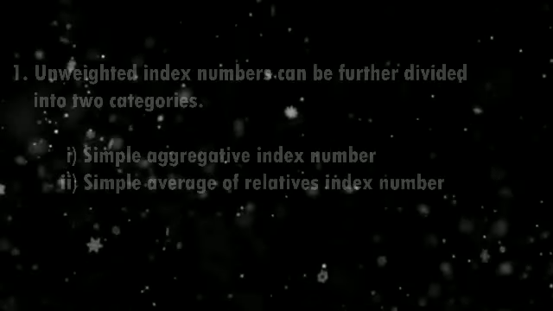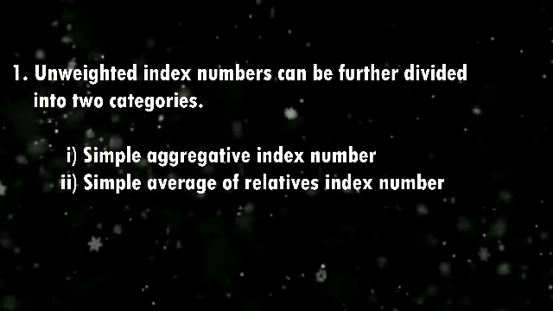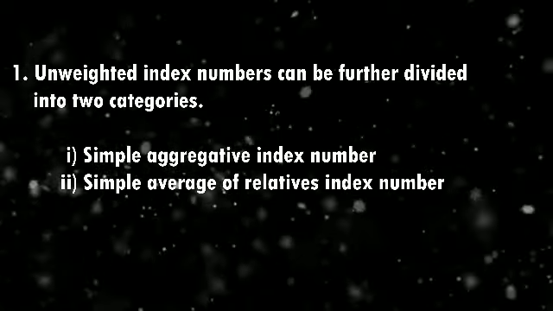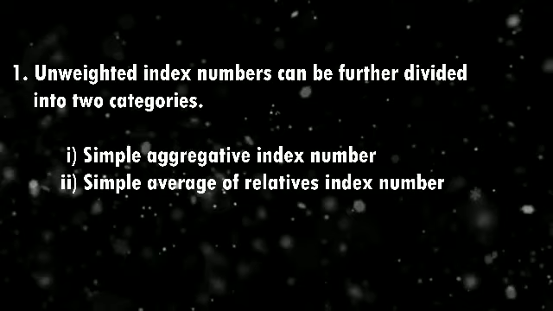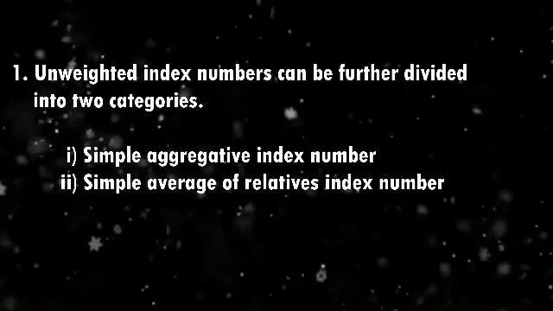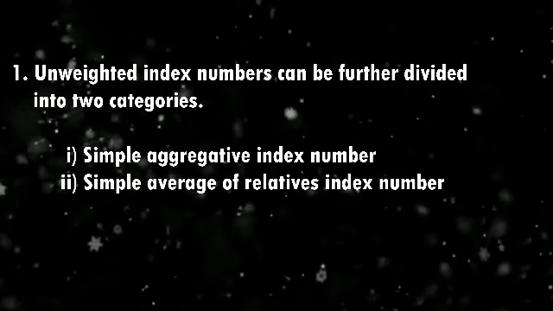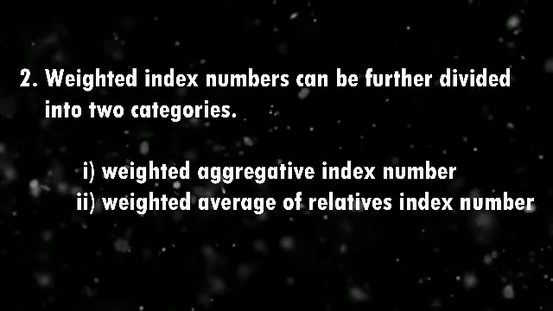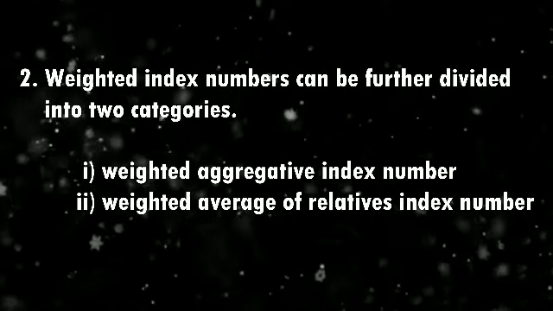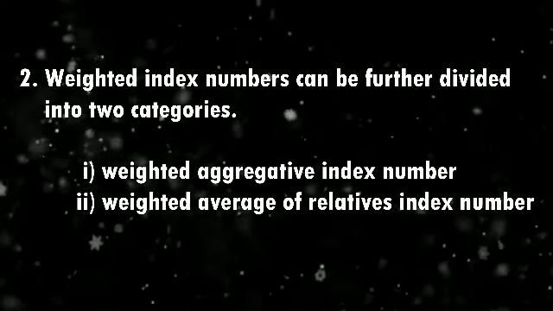Again, unweighted index numbers can be further subdivided into two categories. First one, simple aggregative index number. Unweighted index number is also called simple index number. Either you can call it simple index number or unweighted, which is subdivided into two parts. One is simple aggregative index number, second one simple average of relative index number. Similarly, weighted index number can also be subdivided into two categories. One is weighted aggregative index number, second one weighted average of relative index number.